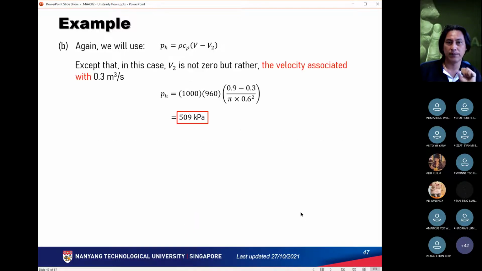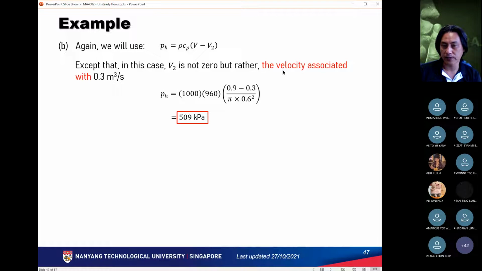Now how about part B, whereby the valve does not close 100%, but rather just restricts the flow to a smaller flow rate. That's all, and then it holds it there. For us to calculate the water hammer pressure, once again we have to invoke this fundamental formula, except that in this case V2, the final velocity, is not going to go to zero. V2 will be the velocity associated with this 0.3 meter cube per second final flow rate.